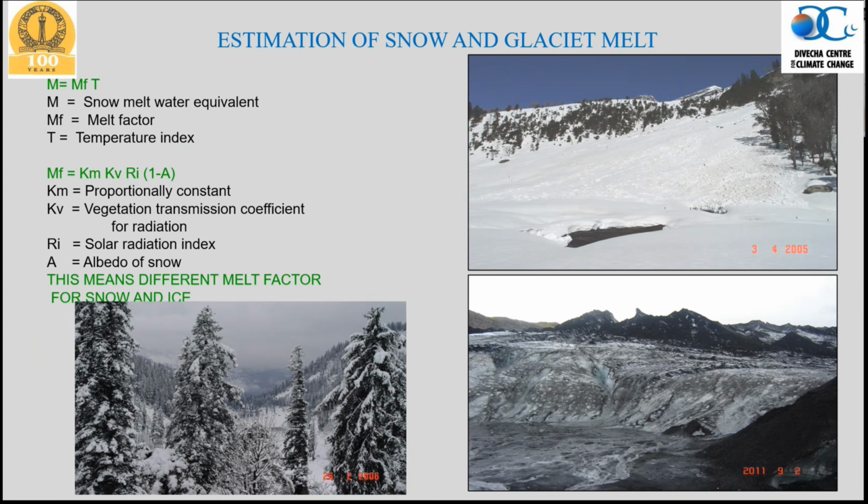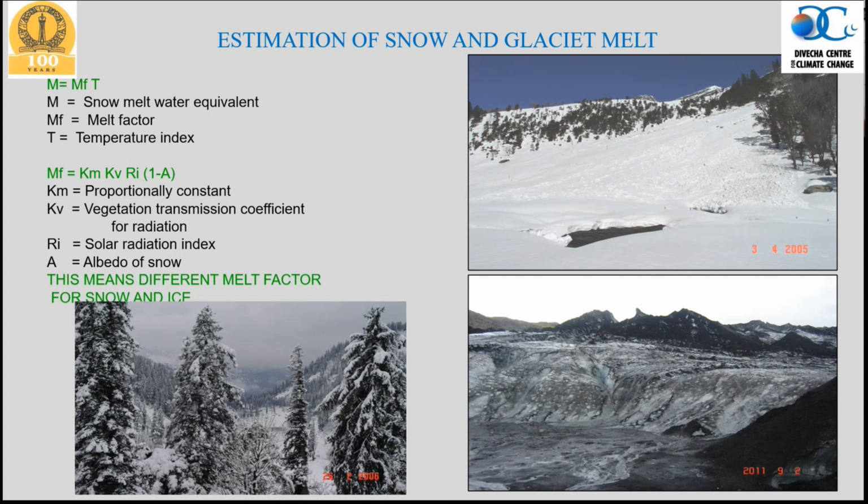Essentially, if you look in terms of melt, you have the temperature index and certain degree days you have estimated, but you need to convert that into melt because it is only proportional. You can argue that temperature is proportional to melt. It is not exactly, because we have seen there are so many other parameters. Because of that, we require a certain proportionality constant to estimate the melt. So normally the melt water equivalent M is equal to the melt factor times the temperature index. That is how that relationship is developed.